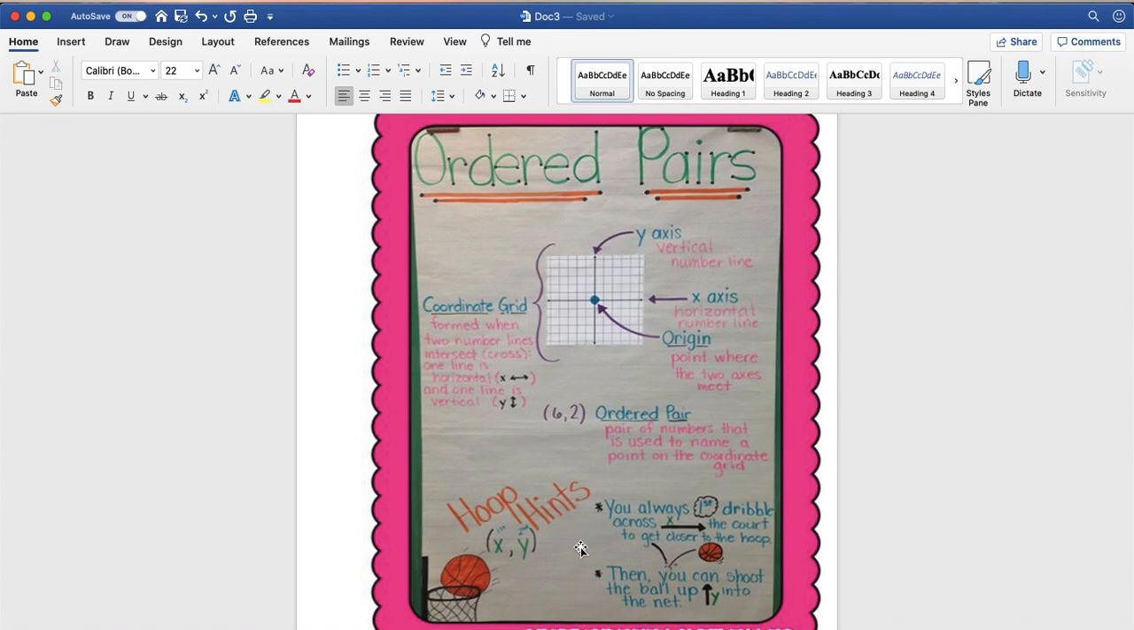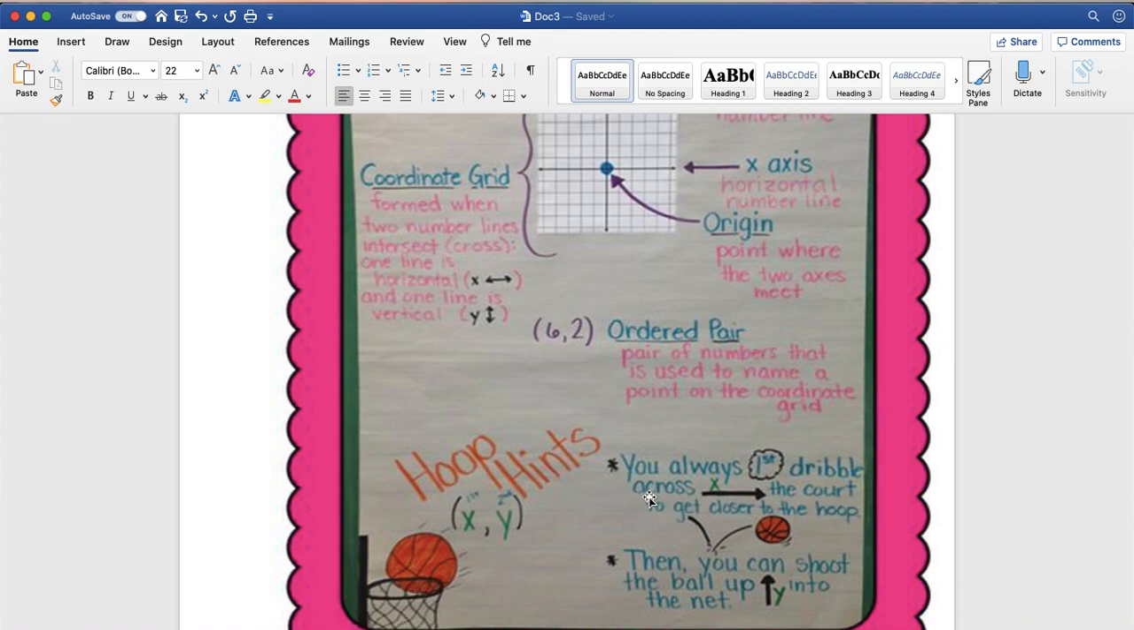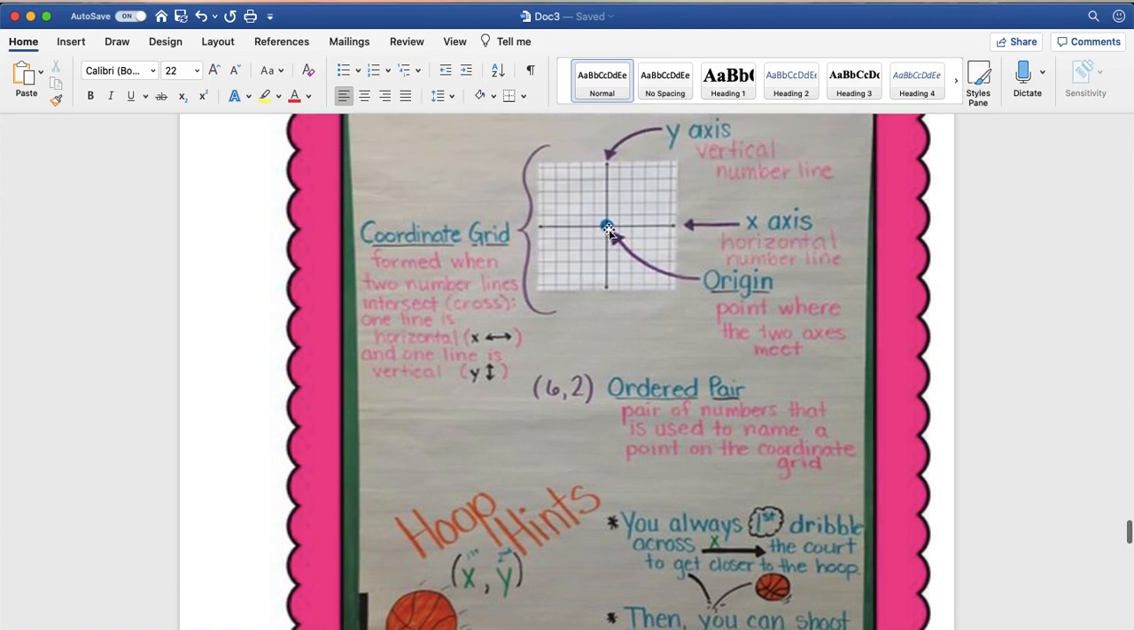Another way that you can remember this is that you always need to dribble across the court before we can shoot. So this is how much we need to dribble before we can shoot. So that's just another way, if that helps you to remember, or you can just say over and up or run and jump. So these are just different ways to help you remember how we write our ordered pair, that running comes first and then jumping comes second. We cannot confuse them or else we get our answers wrong.